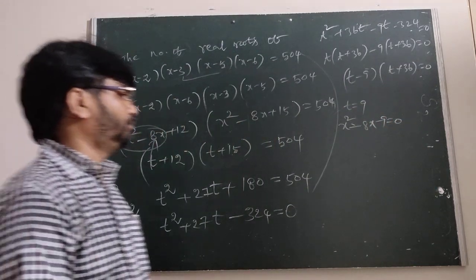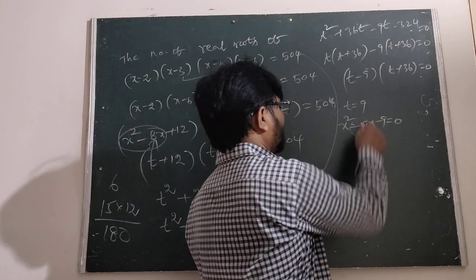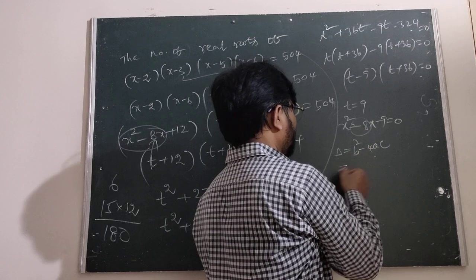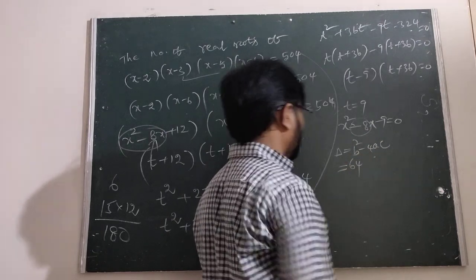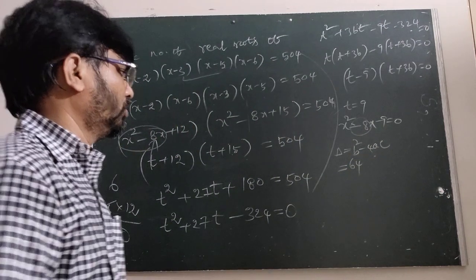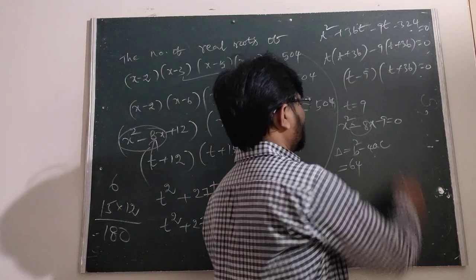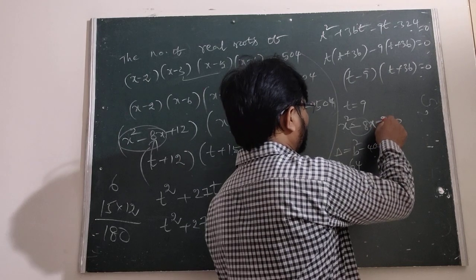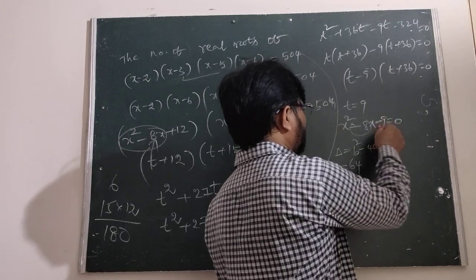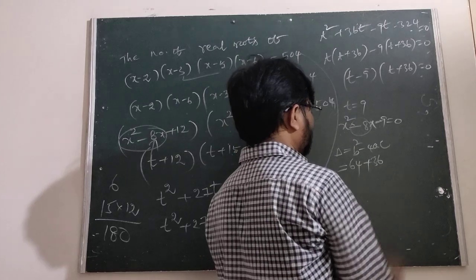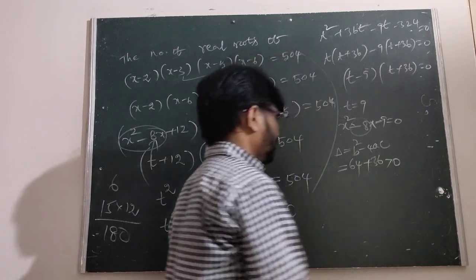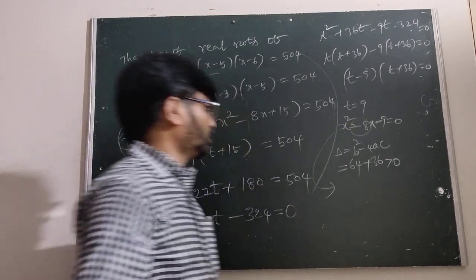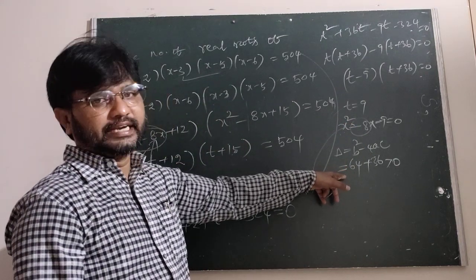Now we are getting here b square minus 4ac, the discriminant. B square is 64, minus 4ac. 4ac is minus into minus, plus. 4 nines are 36. This is greater than 0. Therefore the discriminant value is greater than 0. Here the roots of this equation are real and distinct.